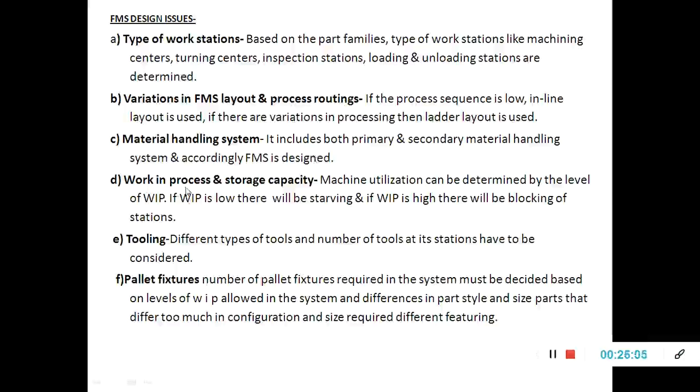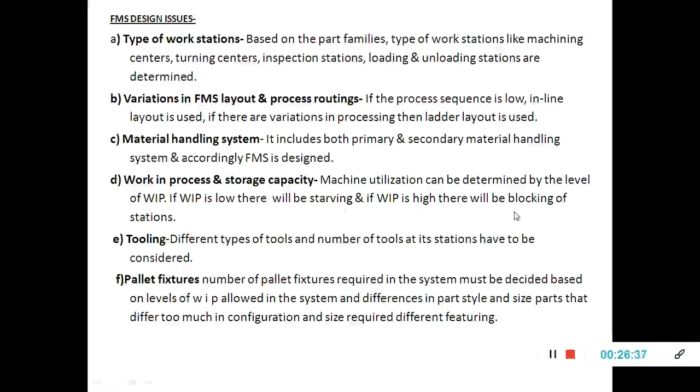Work in process, WIP. If work in process is low, that will be starving. If work in process is high, that will be blocking. I explained these two aspects in module number 1, when we were learning about CNC in the introduction part of the FMS. What do you mean by starving? What do you mean by blocking? Number of components before the workstation, that is starving.